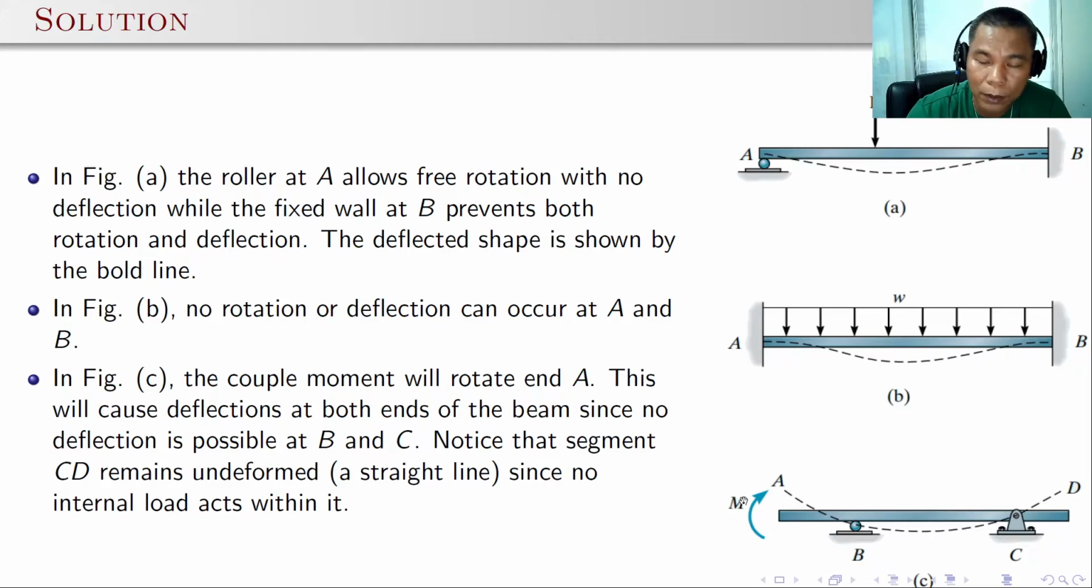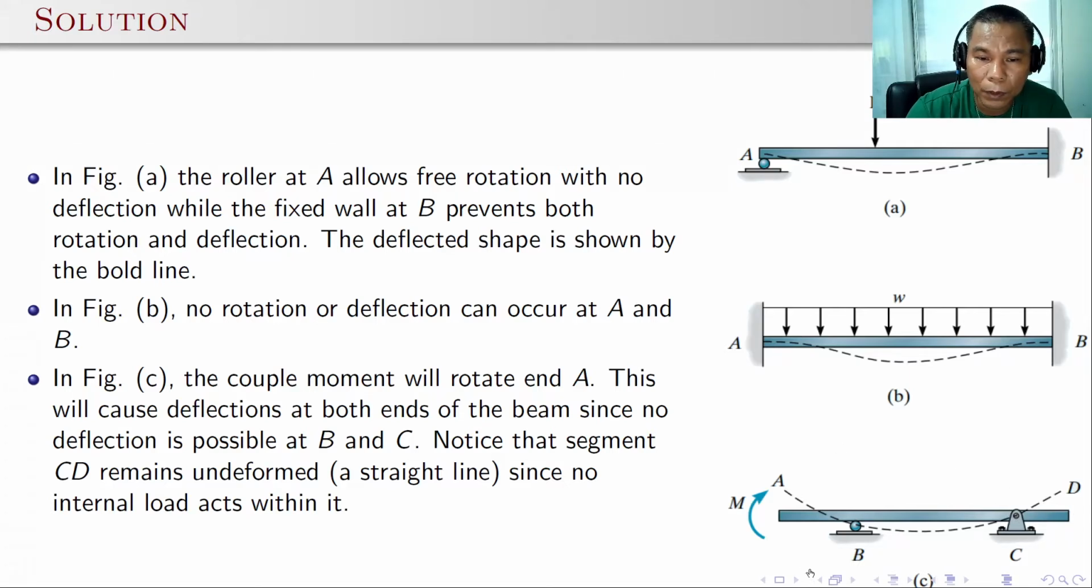In the third diagram, this is a beam with a hinge support and a roller support, and the only loading is the couple at point A. So of course the beam will tend to rotate clockwise, or the elastic curve will be concave upward. Of course, from point C to D, this is a straight line because there is no loading at segment CD.